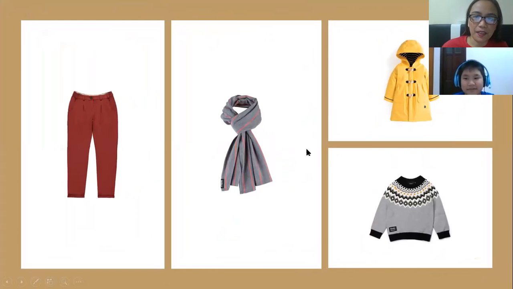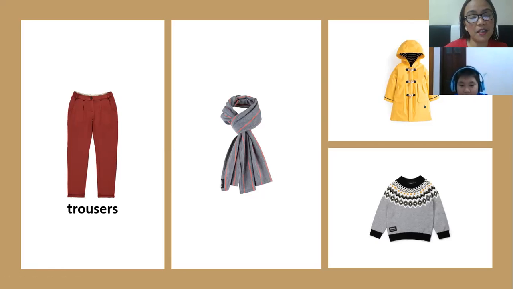Okay, baby. What can you see in the picture? I can see pants. Okay, the first one is trousers. Trousers. Do you have trousers? Yes, I have. What is the color of your trousers? Gray. Gray, okay. Next is scarf. Scarf. Do you have a scarf?